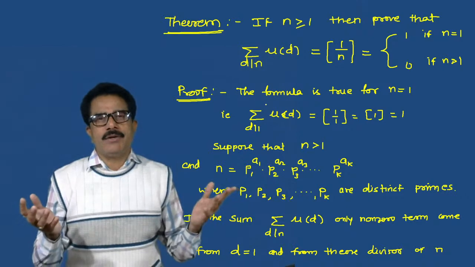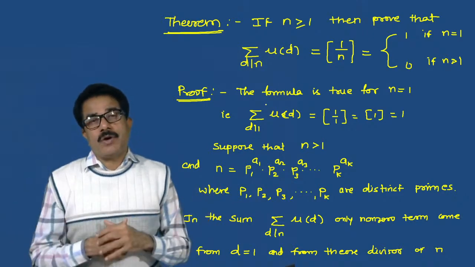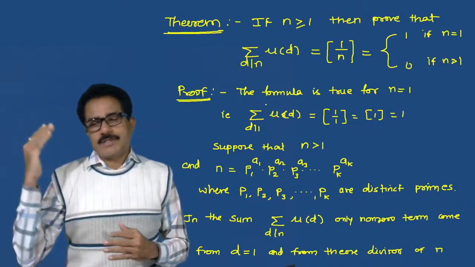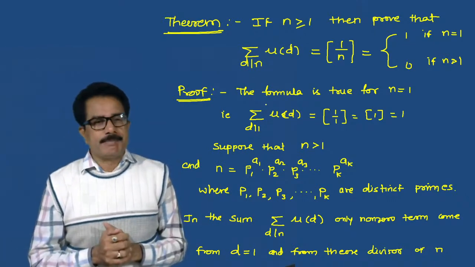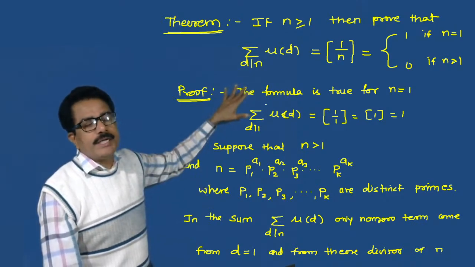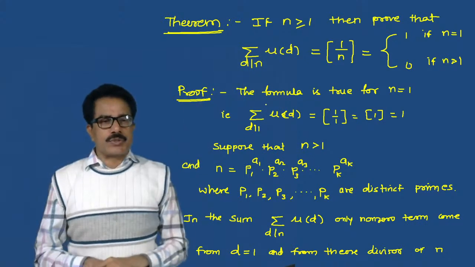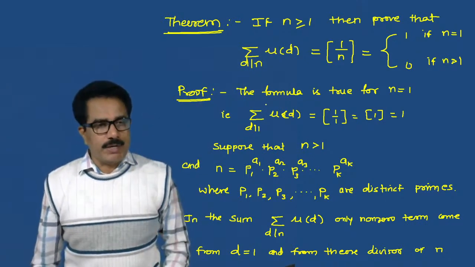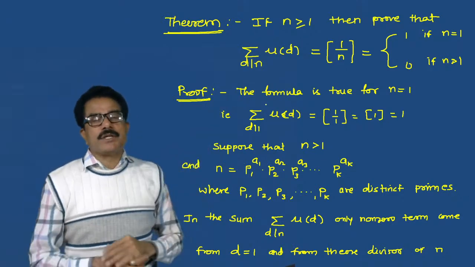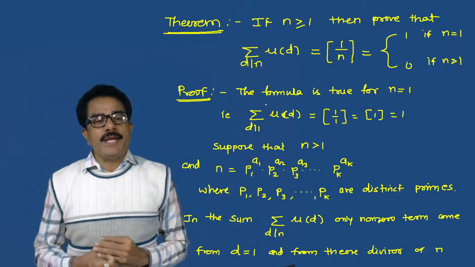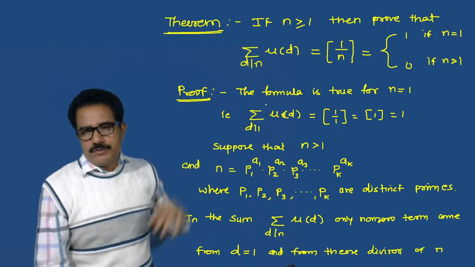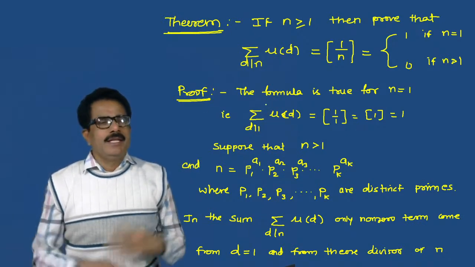What does box n mean? The greatest integer but not greater than n. Some examples we have also discussed in the last lecture. So the value of the summation over d divides n of mu of d is equal to 1 if n equals 1, and the value of the summation over d divides n of mu of d is equal to 0 if n is greater than 1. See this? The formula is true for n equals 1.